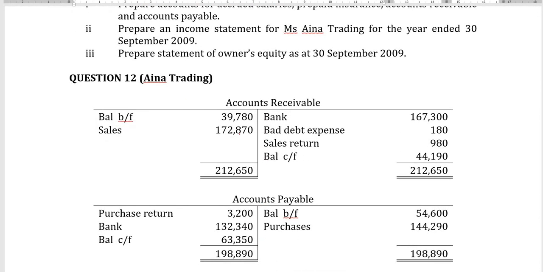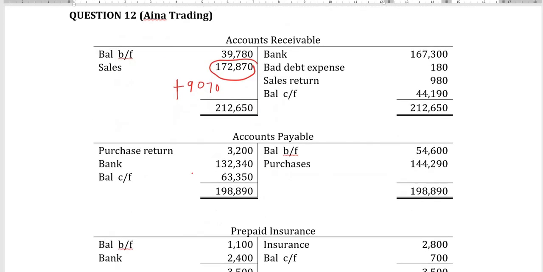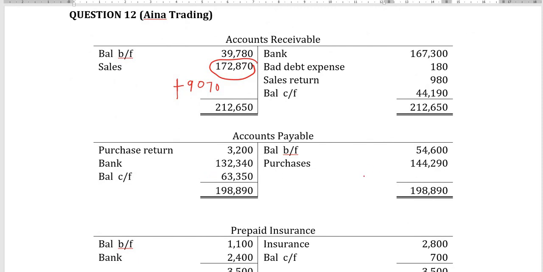Okay, so kita cari sales macam biasa. So this is your credit sales untuk Aina. Okay, kalau tengok dekat cash book, okay, you have cash sales. So yang ni nanti akan tambah 9070. Okay. Lepas tu accounts payable, you dapat purchase 144,290. Okay, dalam cash book kita ada tambah, so we akan tambah 10,200. That will be your purchases.